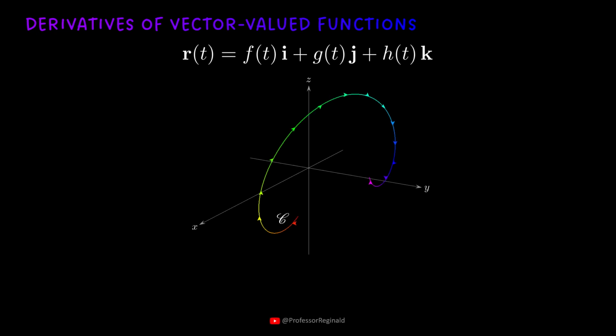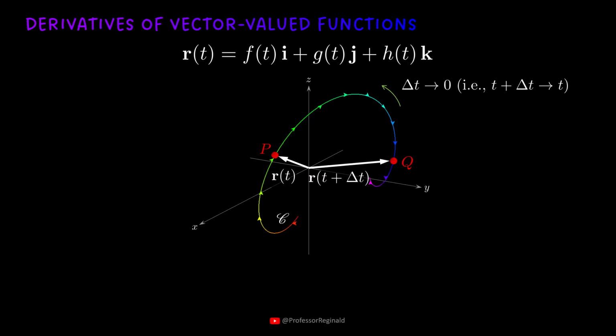Consider the space curve of a vector-valued function, where the arrowheads point to the direction of increasing parameter. Let P be a point where the parameter is t, while Q be a point where the parameter is t plus delta t. The position vectors of these points are r of t and r of t plus delta t, respectively. As delta t approaches 0, which means t plus delta t approaches t, r of t plus delta t approaches r of t, while the difference vector approaches a vector that touches the curve at only point P.